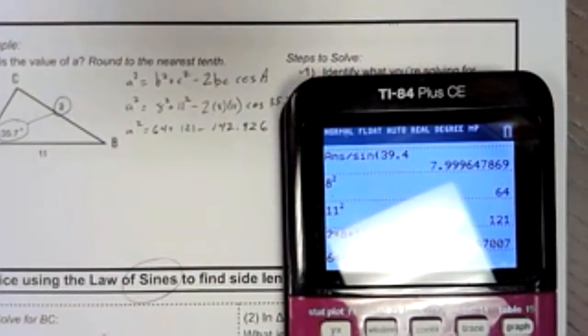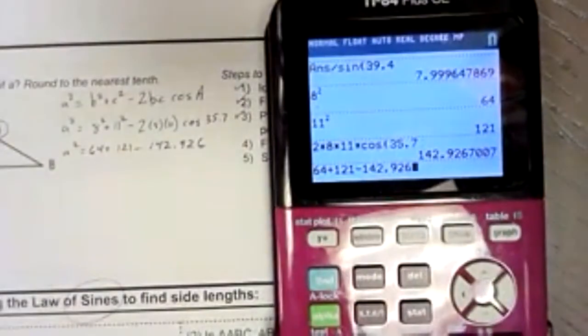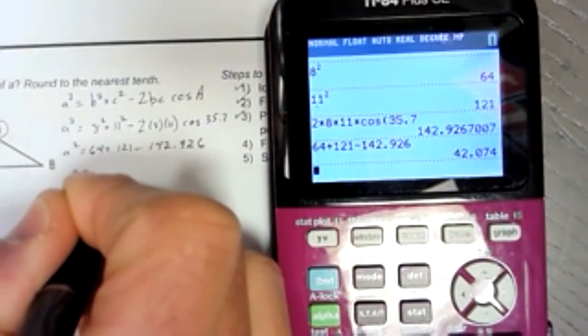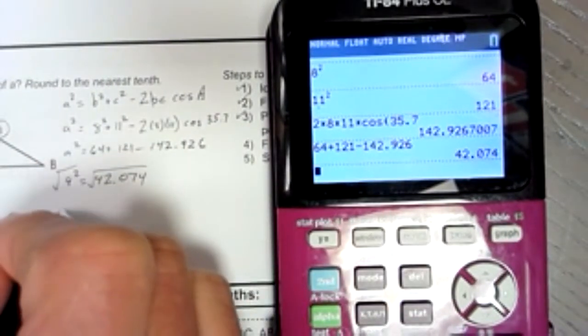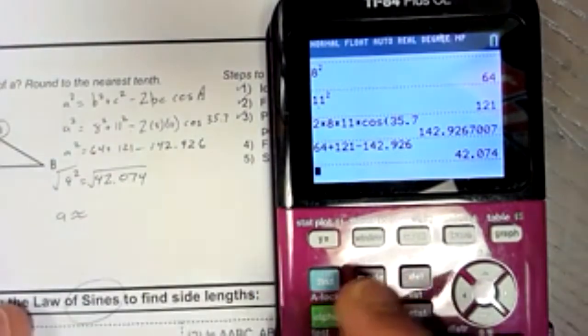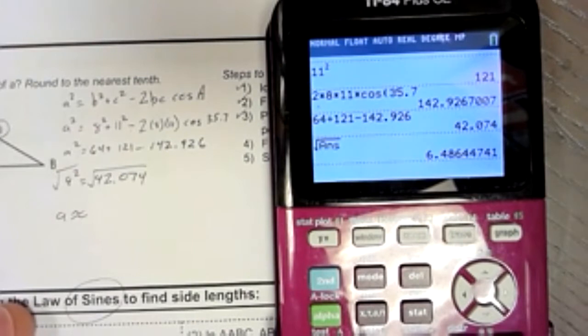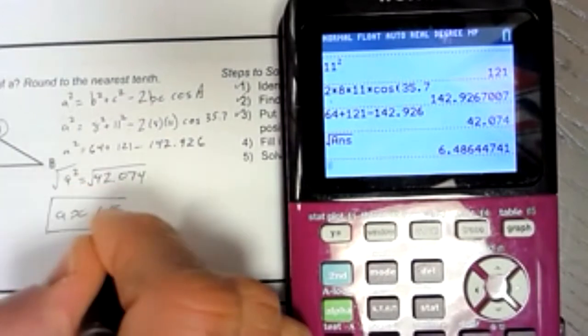Now I have to do all of this. 64 plus 121 minus 142.926. And that's going to give me A squared is equal to 42.074. And all I have to do now is just square root both sides and get A is approximately the square root of my answer from previously, and I get 6.5. I'll round to my nearest tenth, like it says in the instructions.